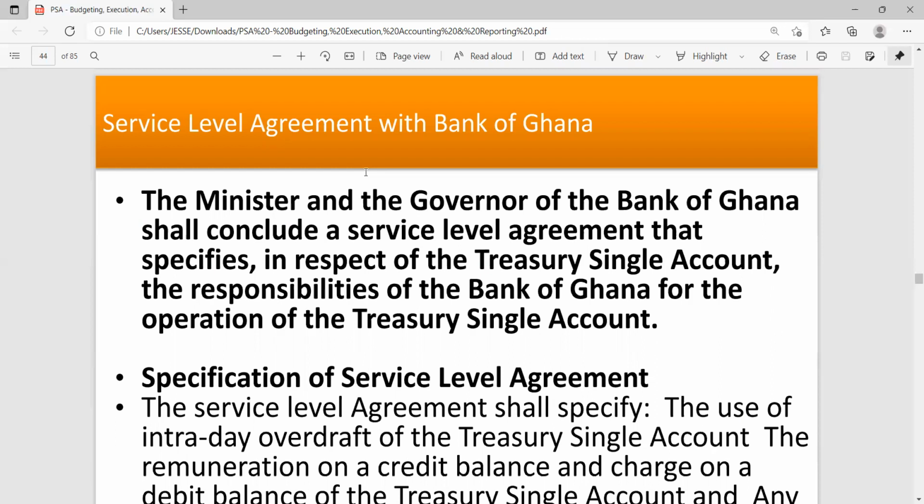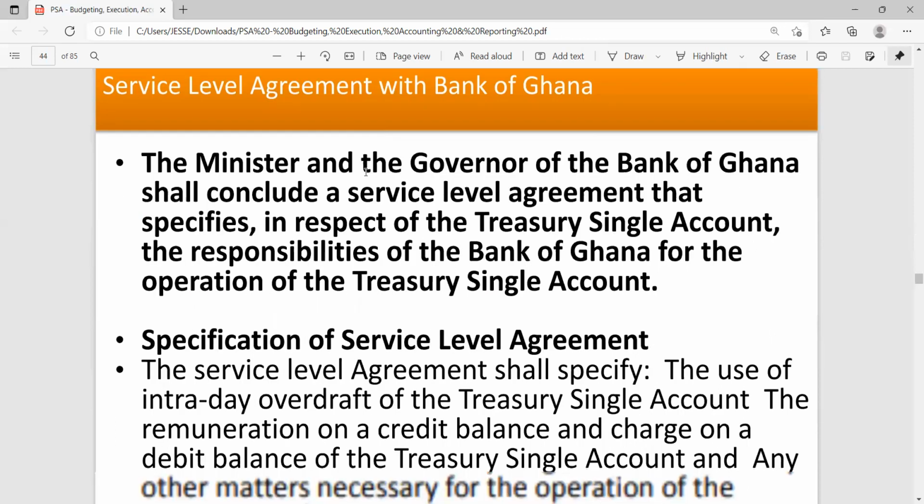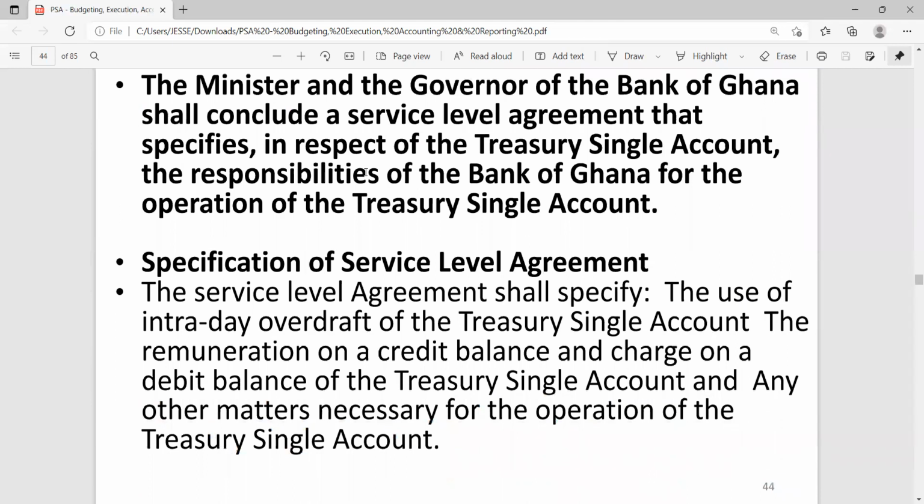So the Bank of Ghana would be given certain defined responsibilities when they are operating this Treasury account, this consolidated bank account. Specification of service level agreement: the service level agreement shall specify the use of intraday overdraft of the Treasury single account. That's number one. Then remuneration on a credit balance and charge on a debit balance of the Treasury single account, and any other matters. So there are three things here that the service level agreement will specify.